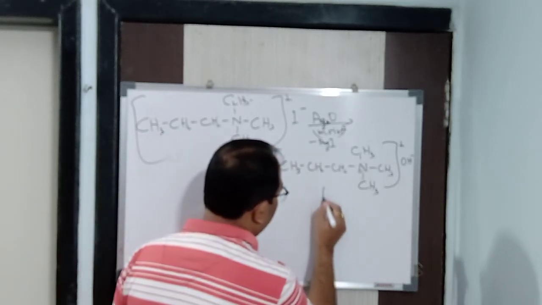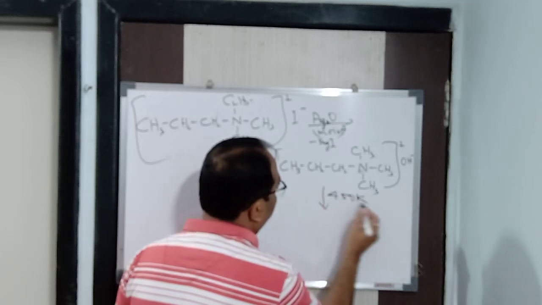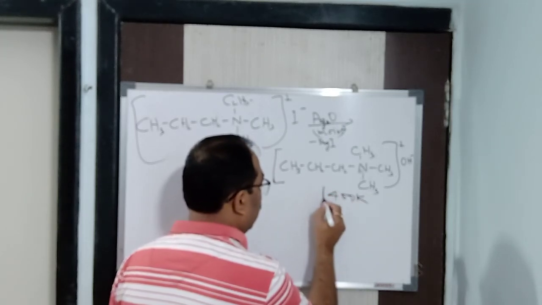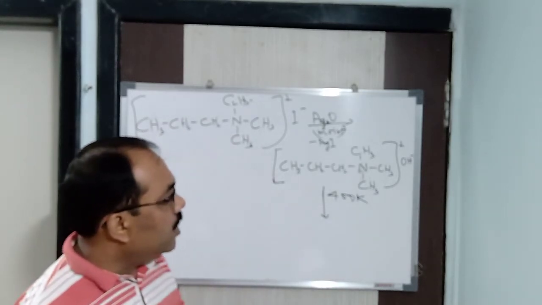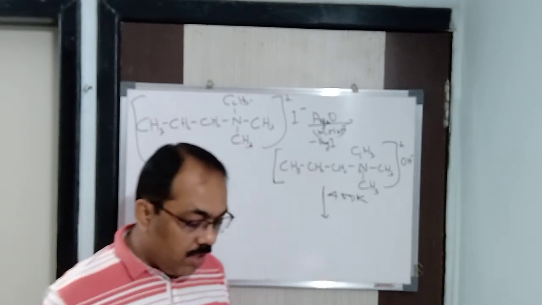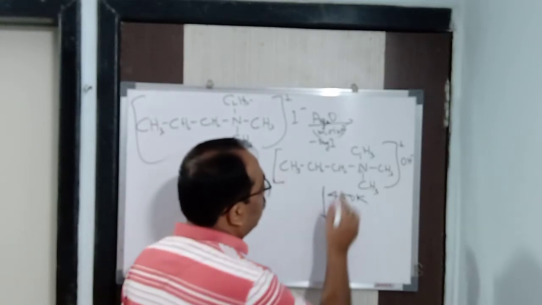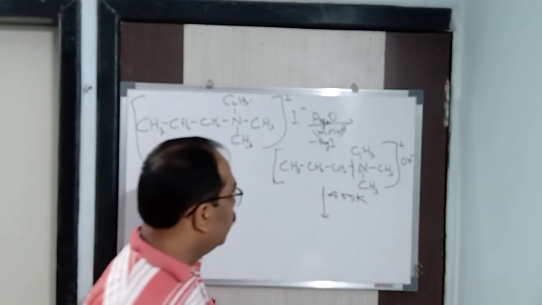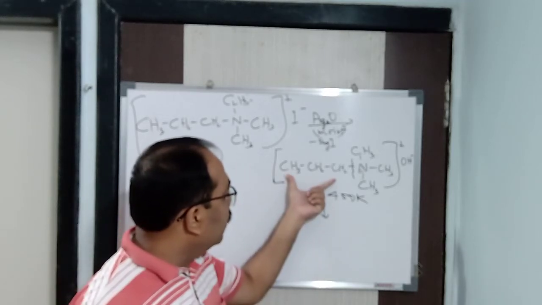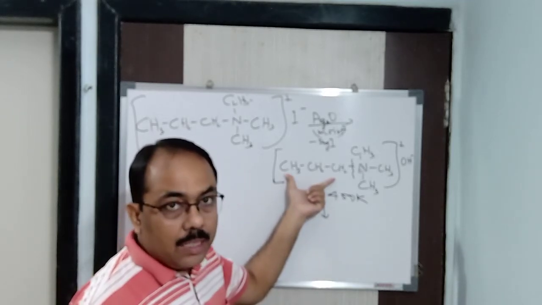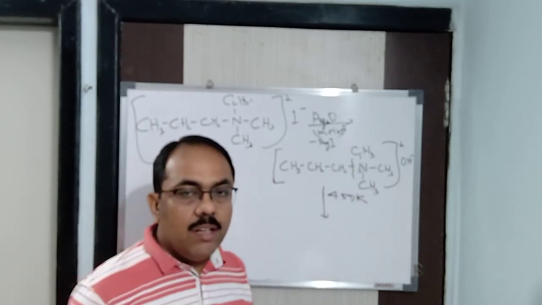What we'll do is that I'll be heating it to a temperature of around 400 Kelvin. Now when I'll be heating it to around 400 Kelvin, what is going to happen? The cleavage is going to take place here. When the cleavage takes place here, what will you get? You will be getting an alkene, and here you will be getting a tertiary amine. Plus water will be released.